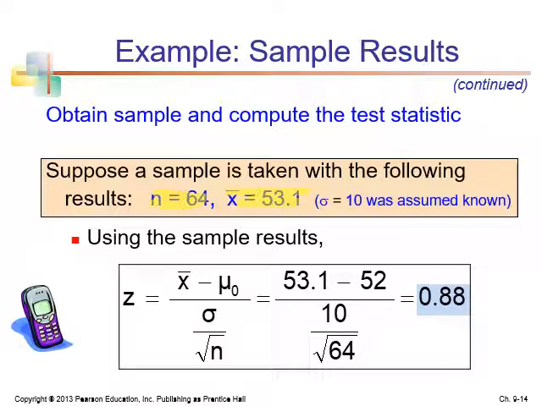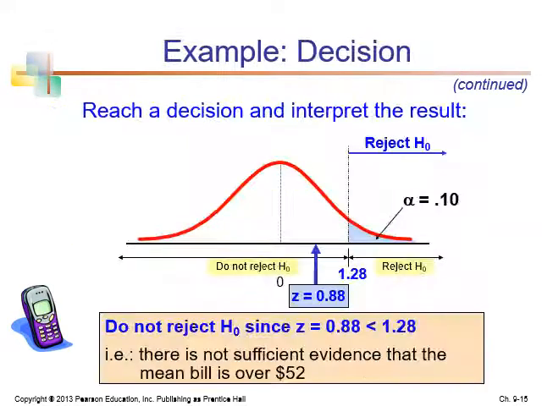So we put the numbers. 53.1 comes here. That 52 was the hypothesis. And 10 is the sigma that we already know from here. And 64 is the sample size. And we find 0.88. But this is actually a small number. It's supposed to be higher than 1.28, so that we reject. In that case, we do not reject because our value is not in the rejection region. So since we do not reject, that means there is not sufficient evidence that the mean bill is over 52.